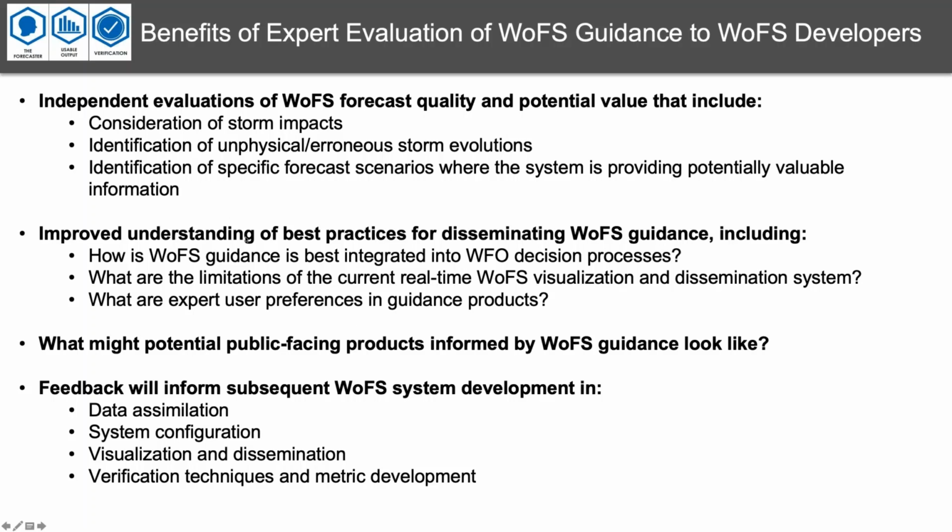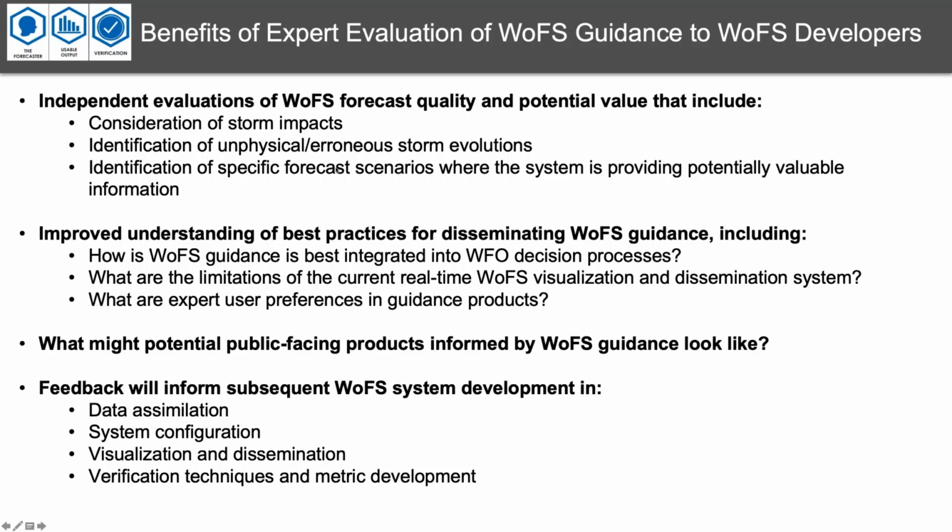And then the question of what might potential public-facing products informed by the warn-on forecast system guidance look like? And so, as I mentioned, the Norman Forecast Office has been playing with that a little bit. We don't have an answer right now. We don't know what it should look like or what would be the most effective for emergency managers or the general public who might be seeing these graphics. If the broadcast meteorologists take them and plop them on the screen, what will that mean to the public? These are all open questions right now.